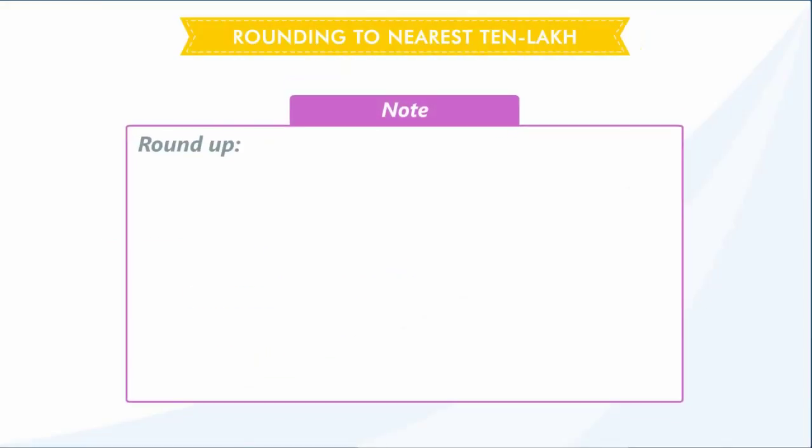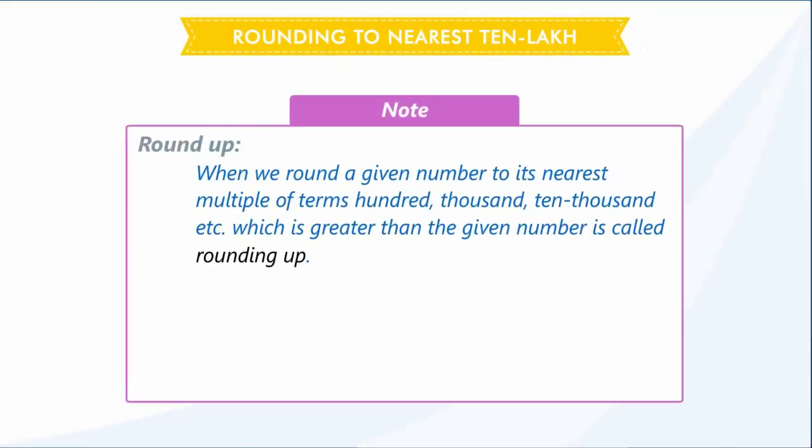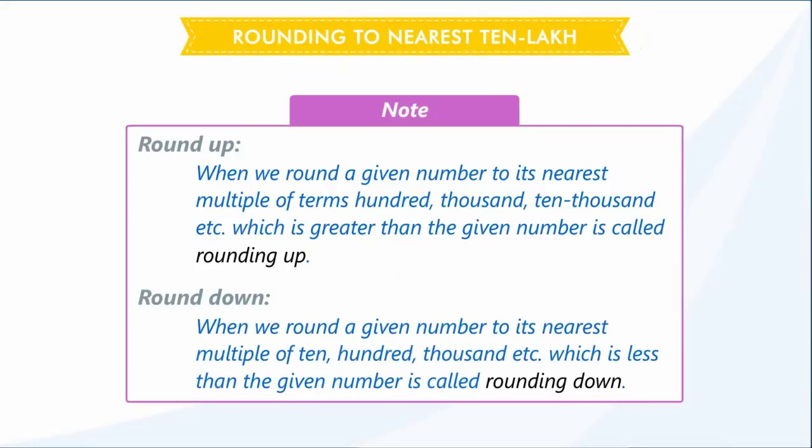Note: Round up. When we round a given number to its nearest multiple of 10, 100, 1000, 10,000, etc., which is greater than the given number, it is called rounding up. Round down. When we round a given number to its nearest multiple of 10, 100, 1000, etc., which is less than the given number, it is called rounding down.